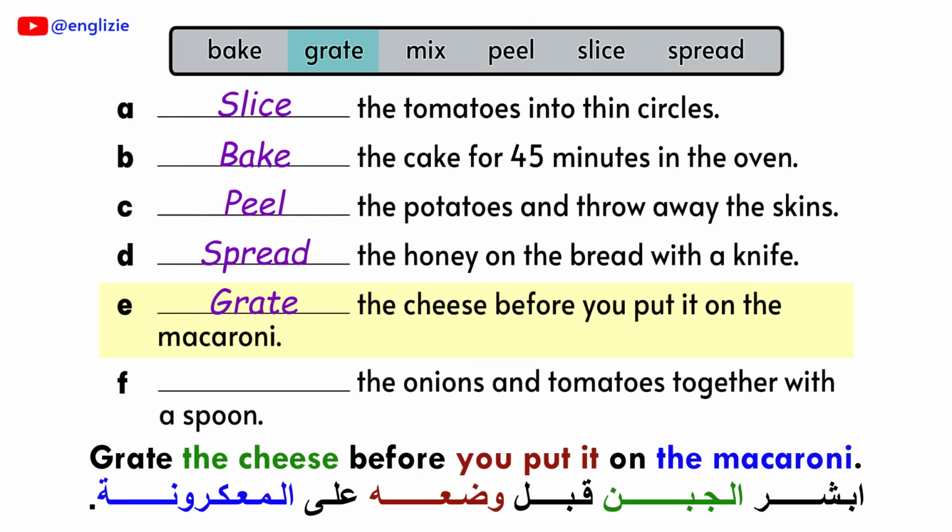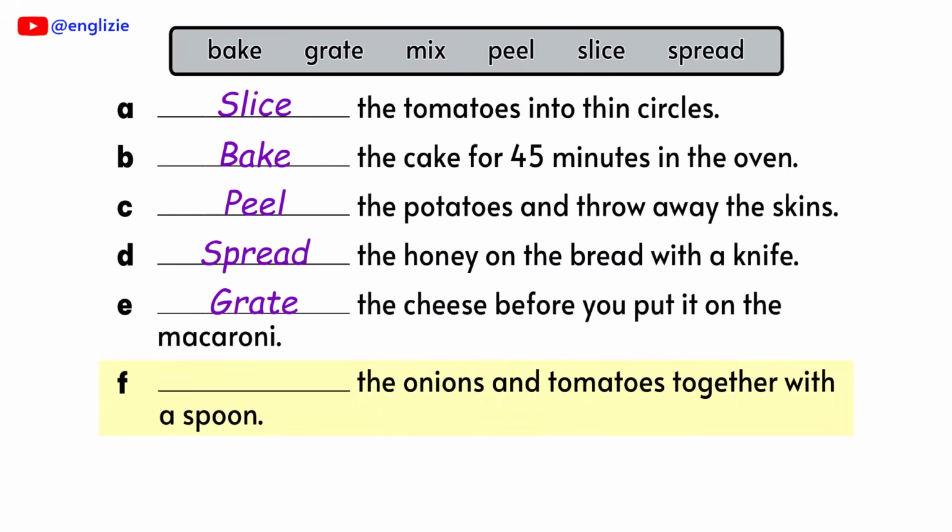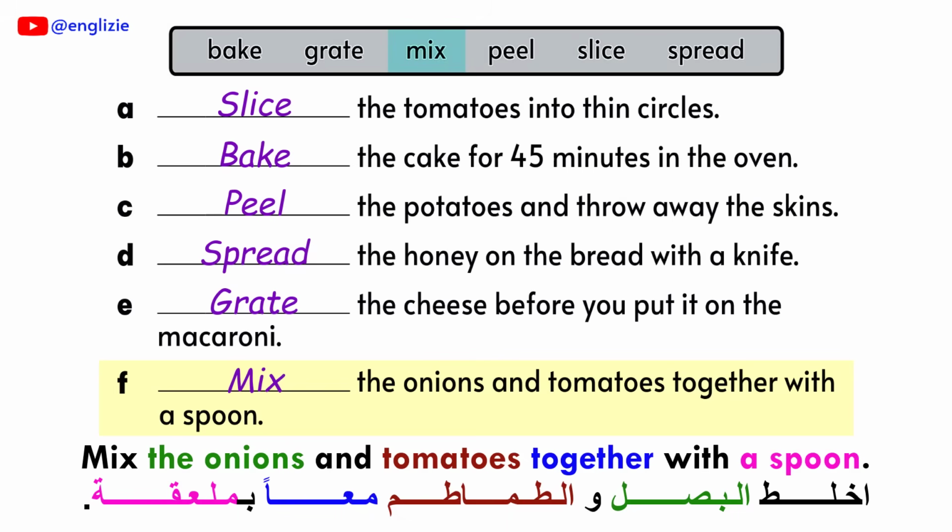E. Grate the cheese before you put it on the macaroni. F. Mix the onions and tomatoes together with a spoon.